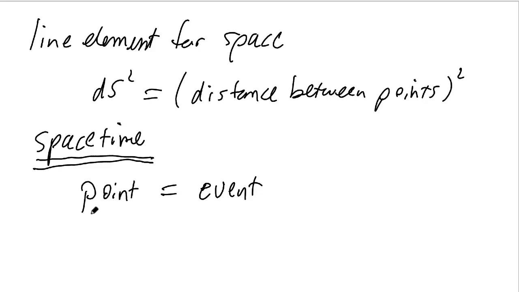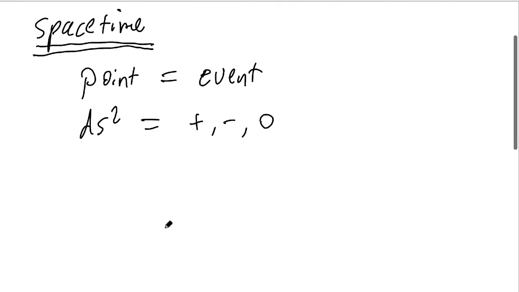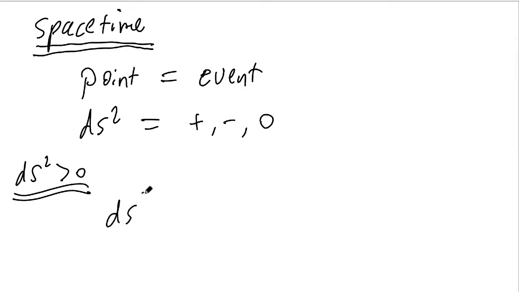In the case of space-time, ds squared can be either positive, negative, or zero. Okay, and the interpretation in each of these three cases has to be handled separately. So let's first start out with the interpretation of the line element ds squared when it's positive. So if ds squared is greater than 0, in this case, the meaning of ds squared is it's the spatial separation between events or points in space-time.